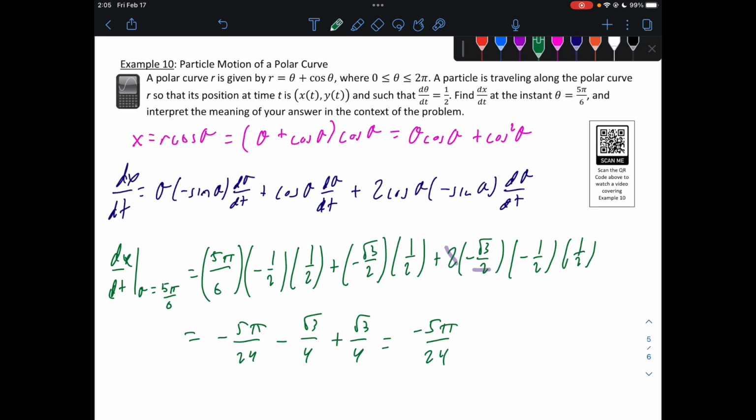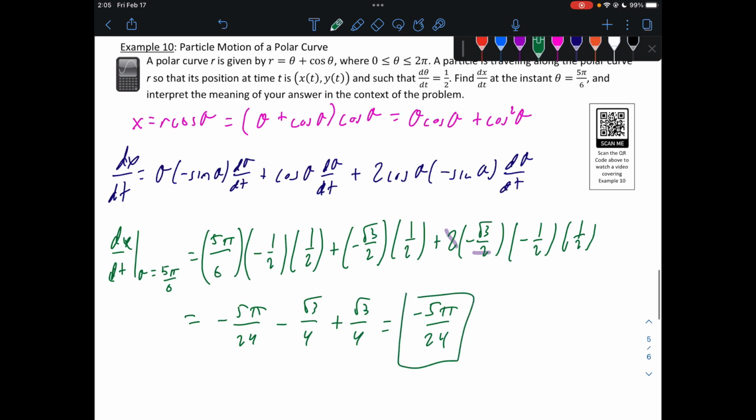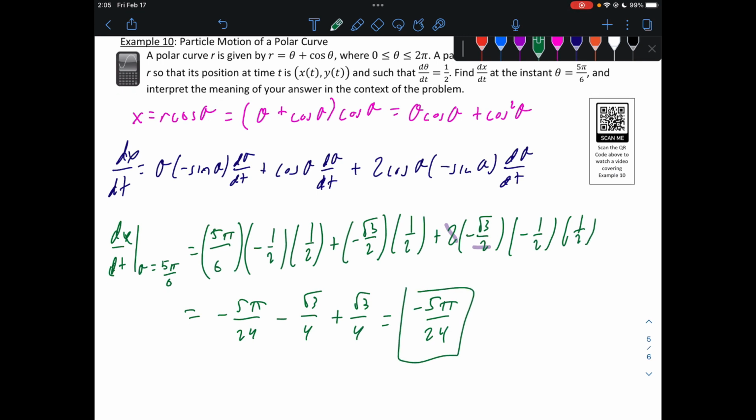Okay, so it does say to interpret our answer in the context of the problem. So that would simply, since it is dx dt, this represents the horizontal rate of change of the particle as it's traveling along the curve, the polar curve, when theta equals 5 pi over 6. Okay, so I'll say that again for you. dx dt represents the horizontal rate of change of the particle as it's traveling along the polar curve at the instant theta equals 5 pi over 6.